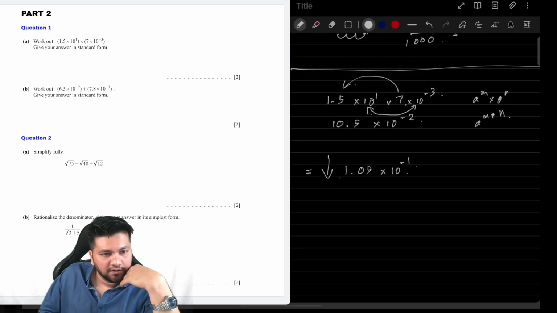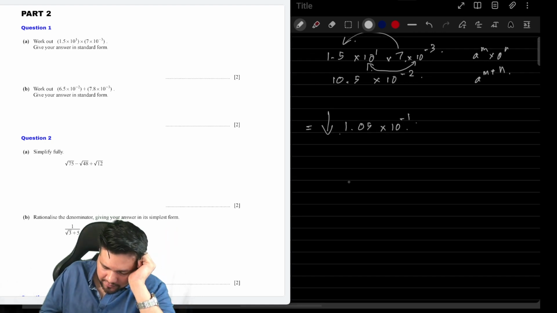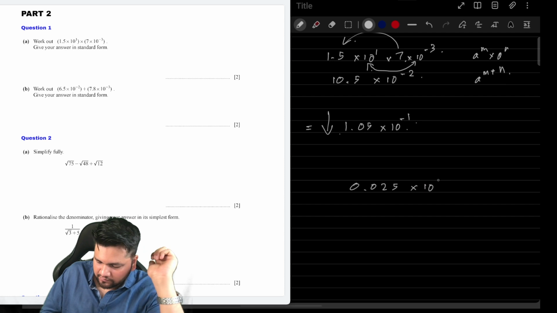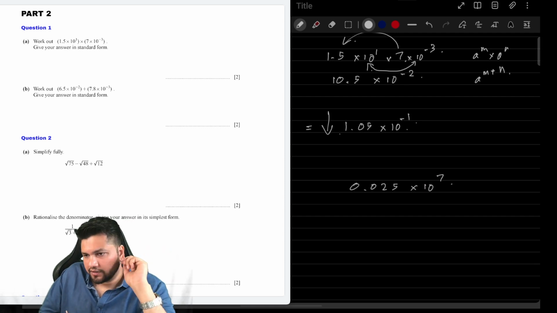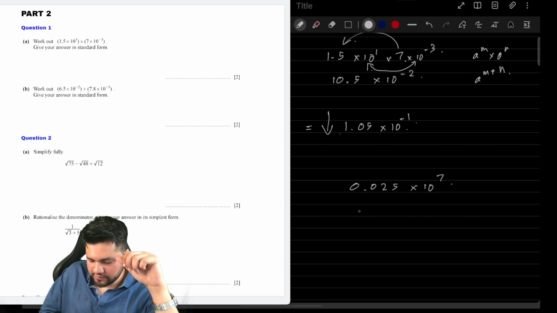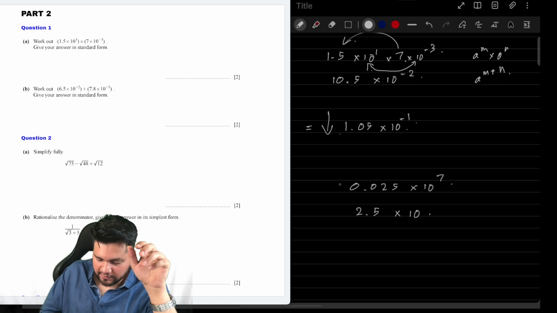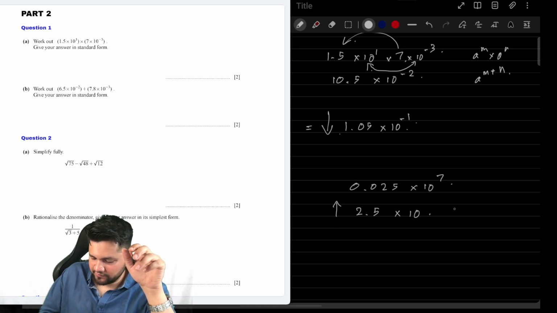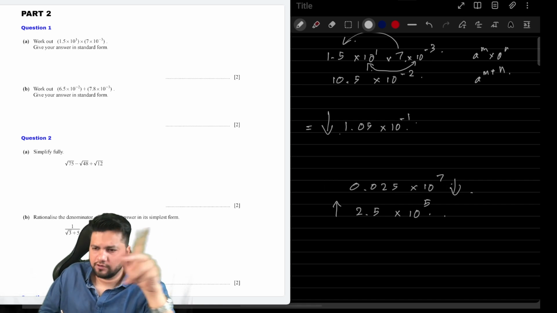Let me take one more example. By chance, if you come across something like this, 0.025 into 10 to the power of 7. Now if I want to convert that into standard form, obviously I'll have to write it as 2.5 into 10 to the power of something. Now remember one thing, here this value I have increased, so definitely this value I have to decrease. By what? I can shift the decimal 2 places, so I'll decrease it by 2, so it's going to be 10 to the power of 5. I hope you got it.